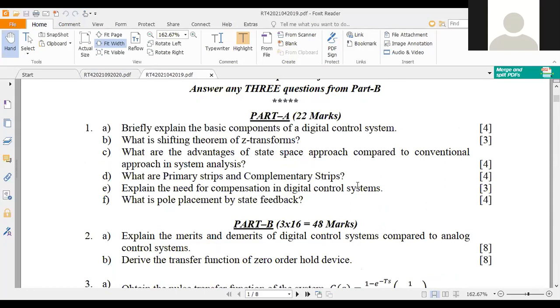That means if the roots of the characteristic equation lie on the left hand side of the S-plane, those are called the primary strips, or else they are the complementary strips. And what is the pole placement by the state feedback? We have discussed the pole placement regarding the state feedback.